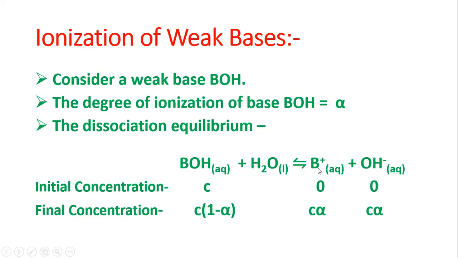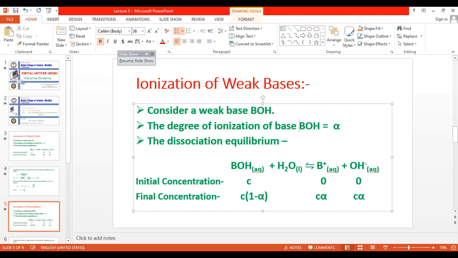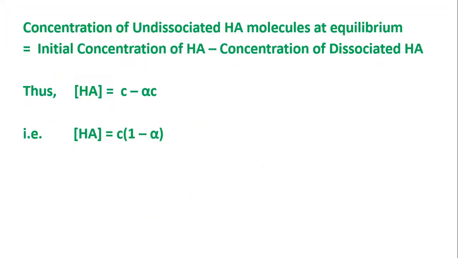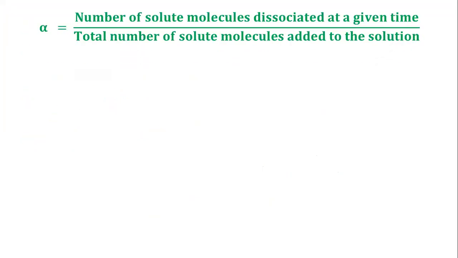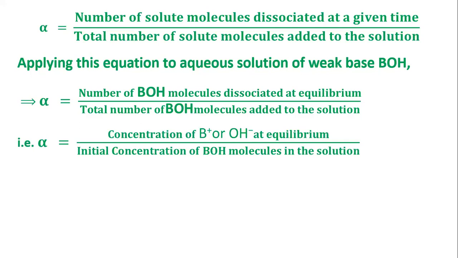After dissociation, how many ions are formed? Their concentrations will be the same, that is C alpha, C alpha. So again, we can show how these are C1 minus alpha and C alpha, C alpha for the base also, just as we saw for the acid. A similar discussion can be done for the base also.